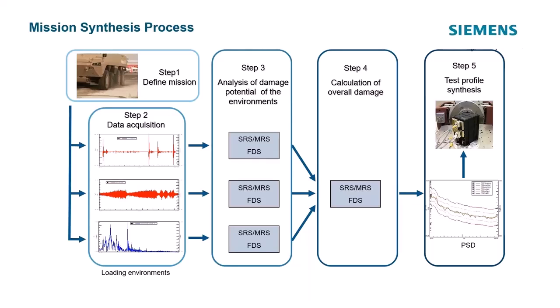So here is our process. We're going to define the mission. We're going to take some data. We're going to analyze that data into these functions: shock response spectrum, maximum response spectrum, fatigue damage spectrum. Then once we get that for each of our loading environments, we're going to combine that into one overall life profile, FDS, MRS, SRS, and then we're going to synthesize an accelerated test profile from that. That's our process. So we'll go through each one of these steps in a little more detail.